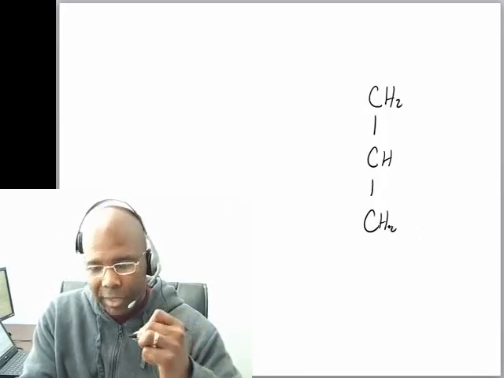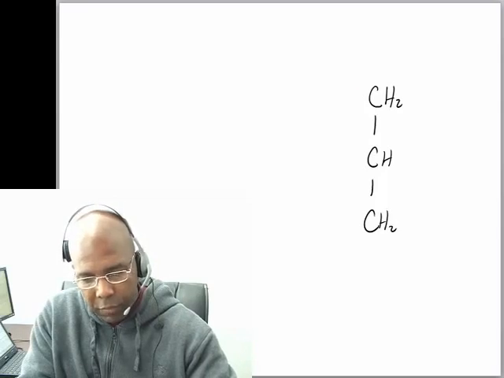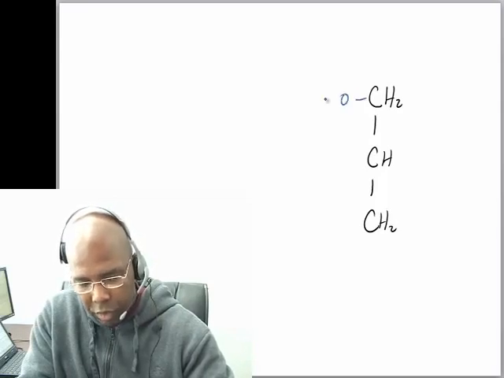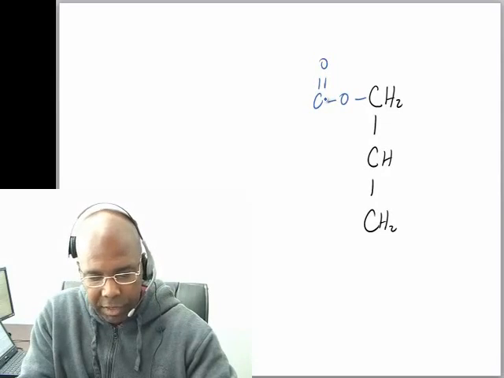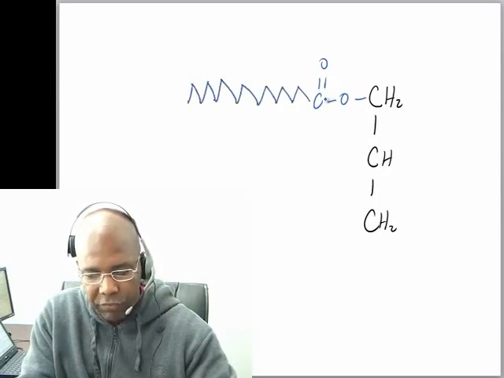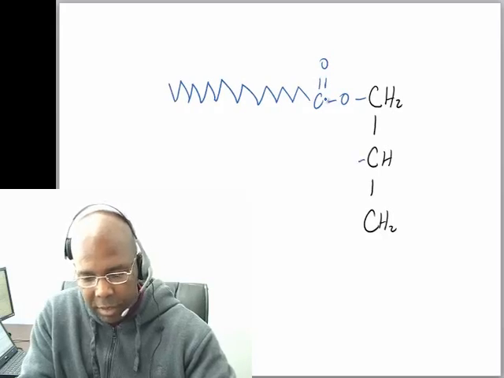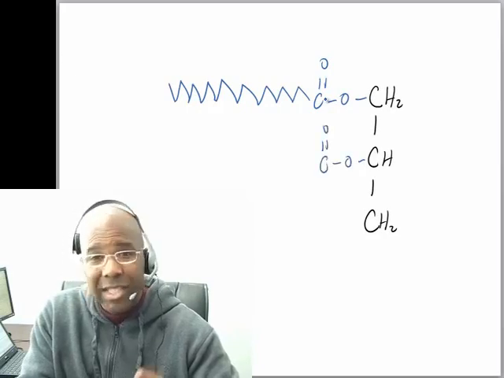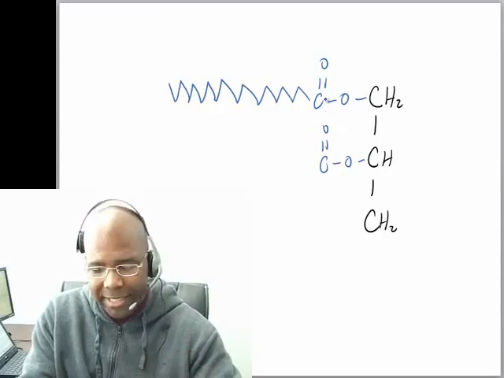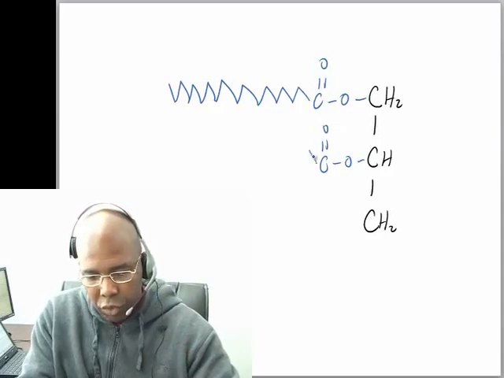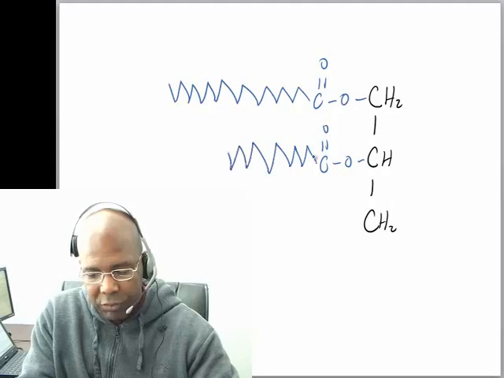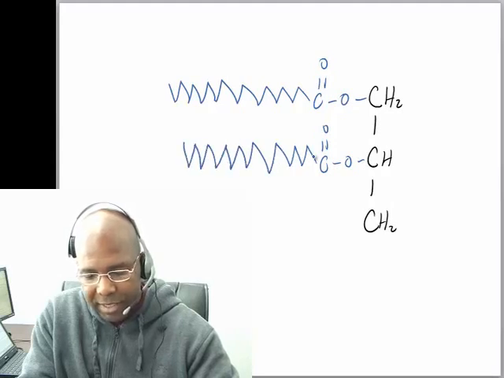Now let's attach our fatty acids. I have an O here. So that's going to be 1, 2, 3, 4, 5, 6, 7, 8, 9, 10, 11, 12, 13, 14, 15, 16, 17, 18. And so that's stearic acid we've added to that one. For this one, we're going to make it really simple. And stearic acid is an acyl group because it's a fatty acid group. 2, 3, 4, 5, 6, 7, 8, 9, 10, 11, 12, 13, 14, 15, 16, 17, 18. Stearic acid again.